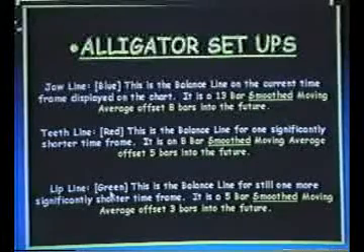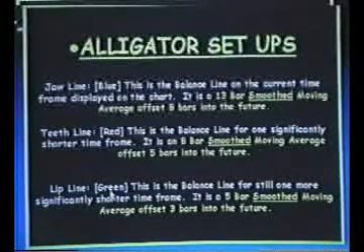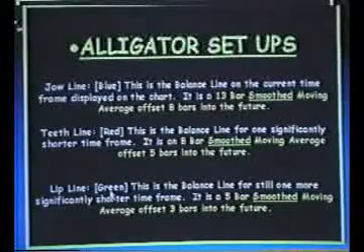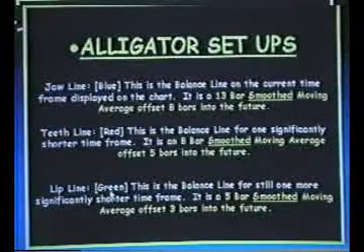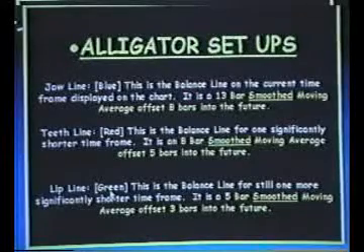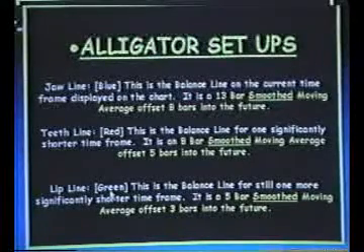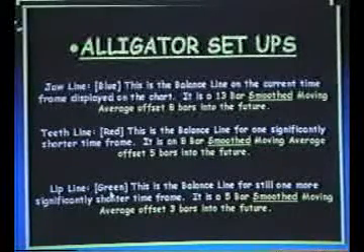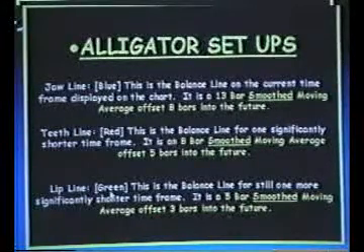These are constructed by 3 different smoothed averages that are offset. The jaw is a 13-bar smoothed average offset 8. The teeth is an 8-bar smooth average offset 5, and the lips are a 5-bar smooth average offset 3 bars into the future. So now let's look at the alligator on an actual chart.